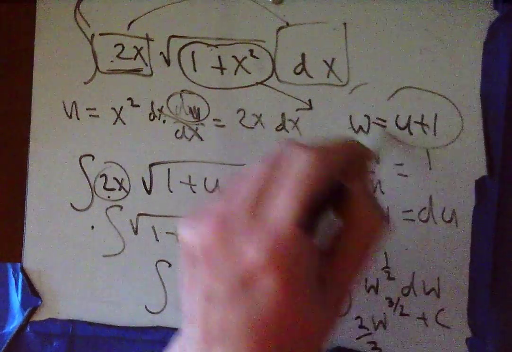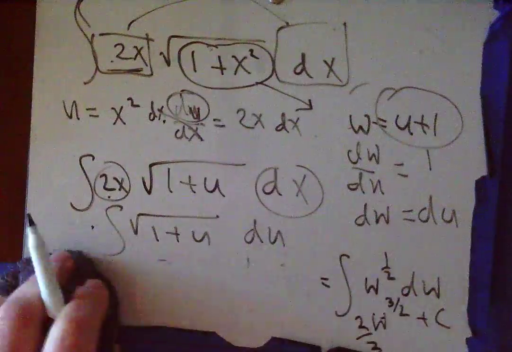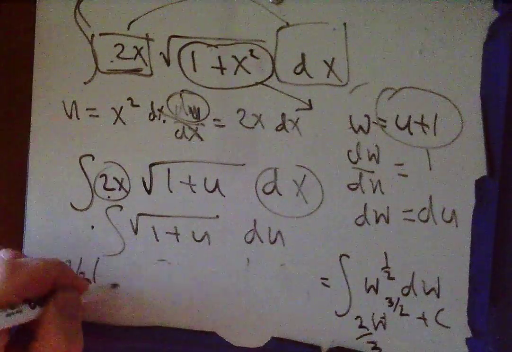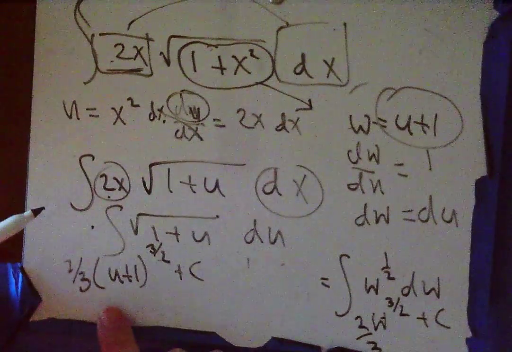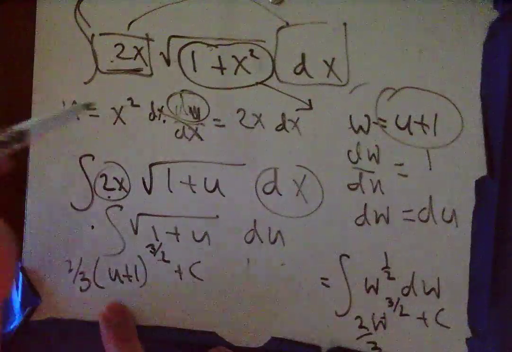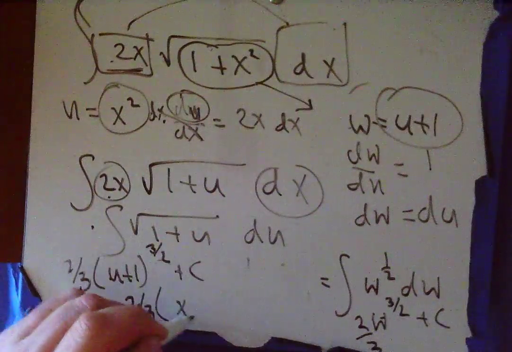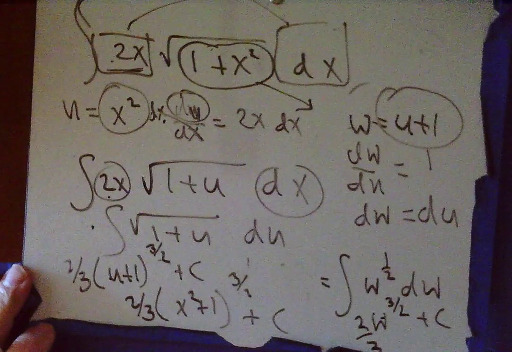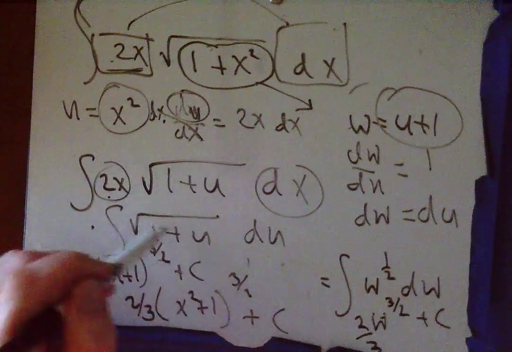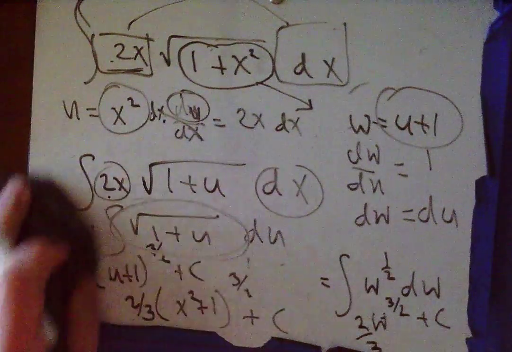But wait, we know that w is u plus 1. And so now we could write this as 2/3 times u plus 1 to the 3/2, plus c. Oh, but wait a moment. Our u was x squared. And so now I have to replace this with 2/3 times x squared plus 1 to the 3/2, plus c. And there it is, same answer, but because I didn't know how to do this antiderivative, I had to do a second u sub, or a double u sub, as is the case here.